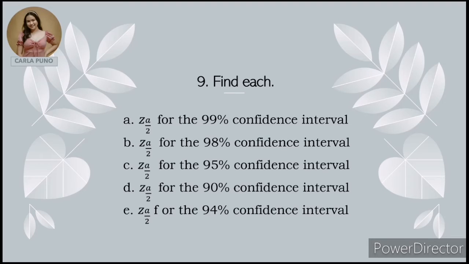Our given, find each. We have A, B, C, D, and E. We need to find z sub alpha divided by 2 for the 99% confidence interval, for the 98% confidence interval, for the 95%, for the 90%, and for the 94%.